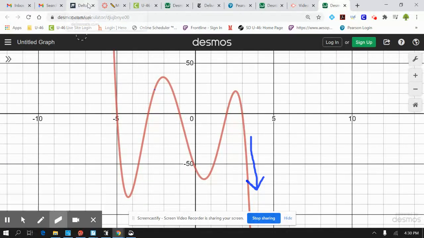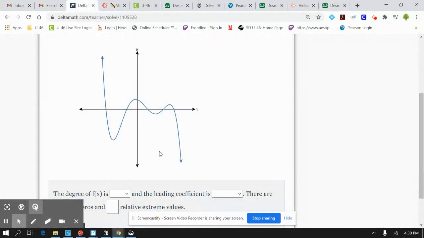All right, and let's end with practicing with Desmos. So here's a polynomial, and it's asking for the degree, the leading coefficient, the number of real zeros, and relative extreme values. Okay.